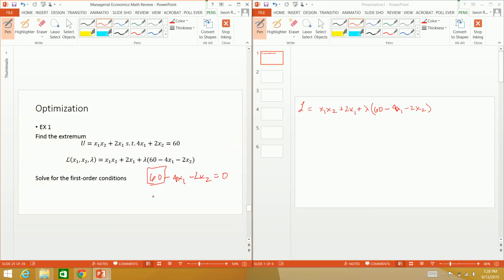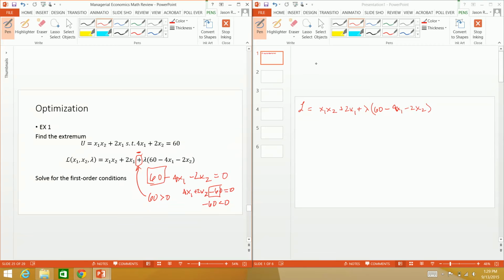So since 60 is greater than 0, we put a plus here. If you were to rewrite your Lagrangian in a way that had 4x1 plus 2x2 minus 60 equals 0, since this value, negative 60, is less than 0, we would have had to change our Lagrangian to be a negative. Okay? So here we're using the positive.